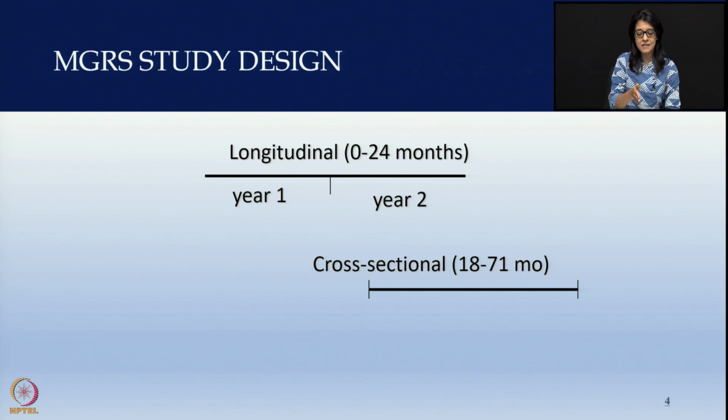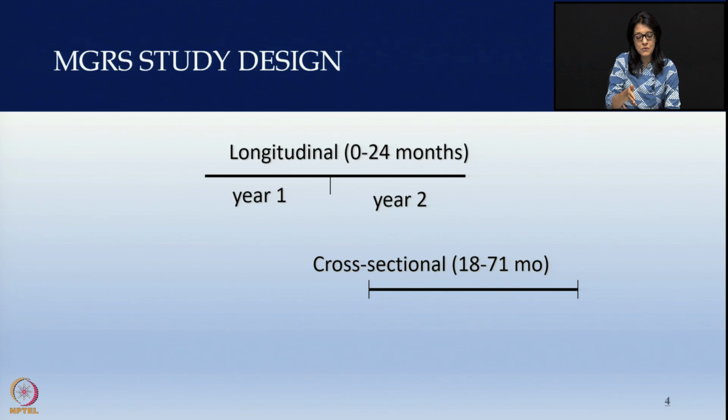Cross sectional data means they selected a number of children and took data at that particular point, just one time. Longitudinal data means you keep collecting data of the same child over and over again over a period of 2 years. So that is the difference between longitudinal and cross sectional data.